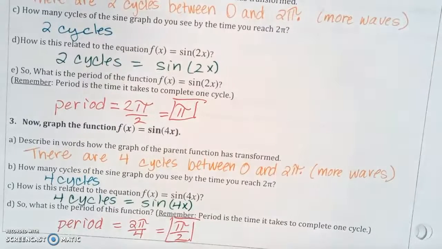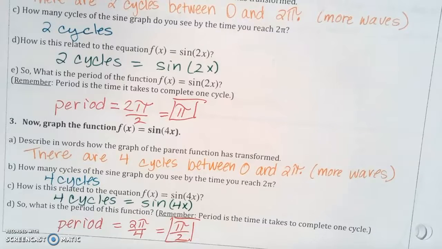Question number 3 says, now graph the function of the sine of 4x. Describe in words how the graph... Well, if you type it into Desmos, we're not going to graph it on the same graph because it's too much. There are 4 cycles between 0 and pi. How many cycles of the sine graph do you see by the time you reach 2 pi? You should see 4 cycles.